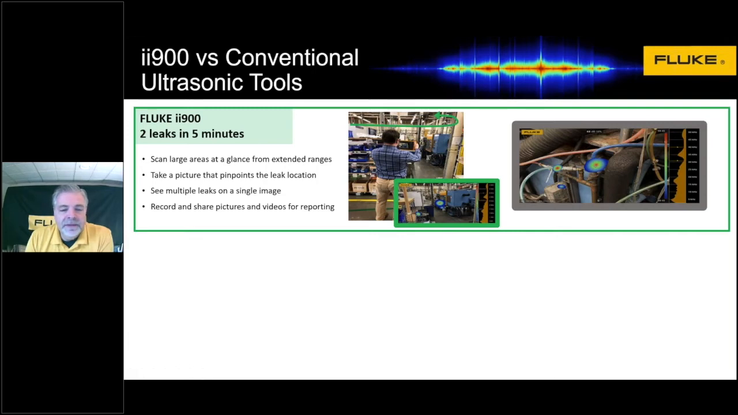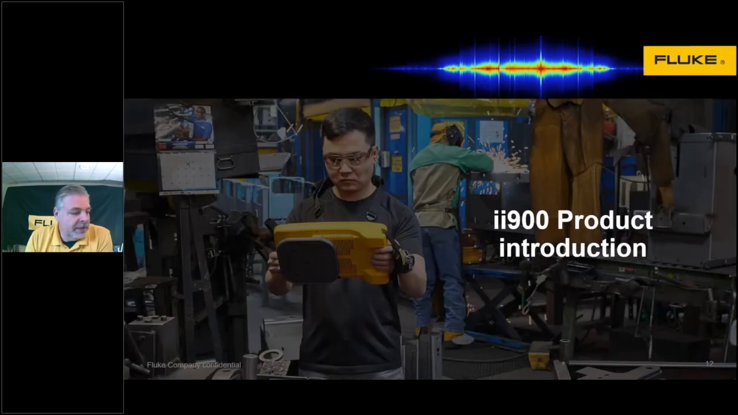So the fact that we can find things faster is a major advantage. And what it actually does is it changes the game and changes the way that people will consider looking at ultrasound and leaks in particular. So let's talk about how the ii900 actually does this work.